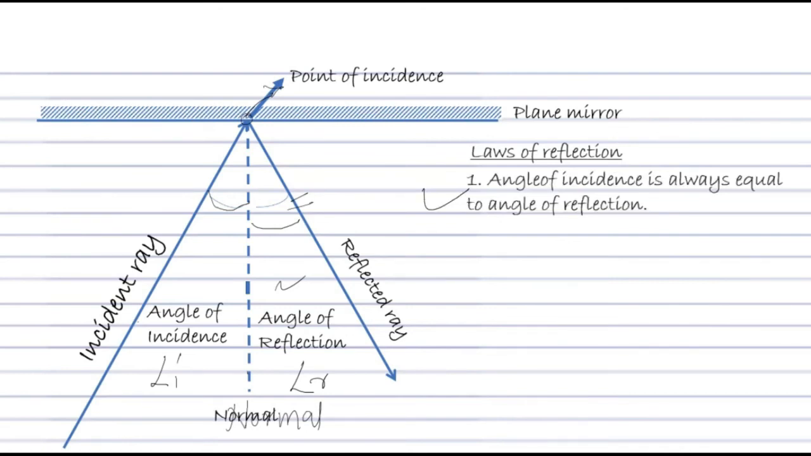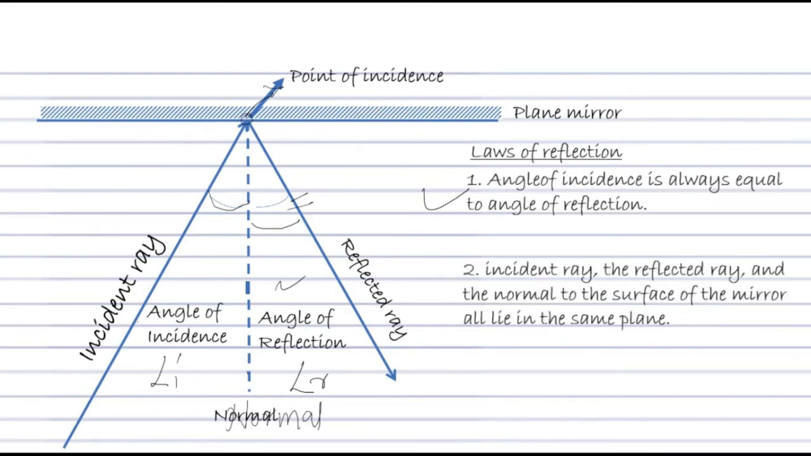And the second law you already learned: the incident ray, this ray, right, and the normal and the reflected ray all lie on the same plane. I'm sure you have understood what is meant by they all lie on the same plane. So your diagram as well as the laws should be written in this way.